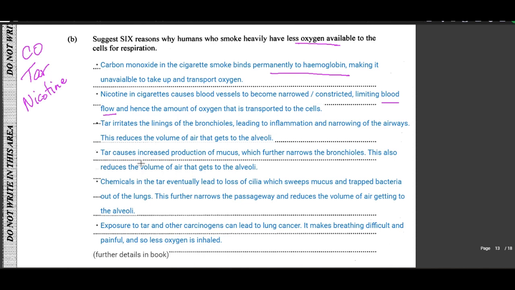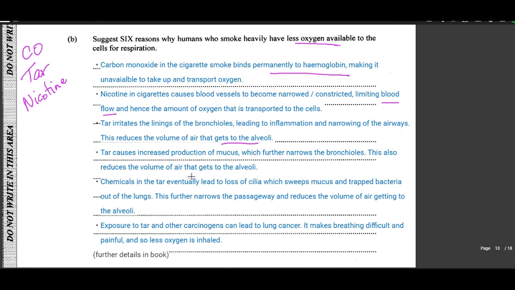Then we have tar. So we're tackling tar now. Tar irritates the lung linings, leading to inflammation, narrowing of airways, and that of course will reduce the air that gets to the alveoli, and in turn that will reduce the amount of oxygen getting to the cells. Because less air gets to the alveoli, less oxygen diffuses into the blood, which of course is what's carrying the oxygen to the cells.